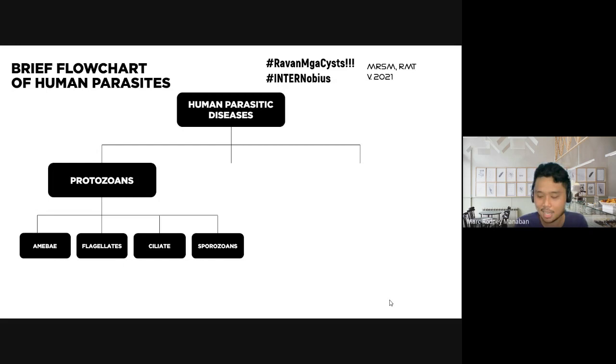Alright, so yes, that's correct. Very good that you remember. The only pathogenic, only medically important ciliate, that's why singular siya, is Balantidium coli. Do not forget. Of course, we're going to discuss about that when we go to the different parasites.